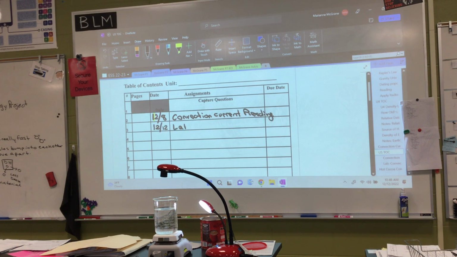We are going to do a lab. I'm going to do that lab as a demo, and it is called Hot Cocoa Convection. So that's what we're going to be doing today. We are going to be using hot chocolate as a way to learn about convection currents.